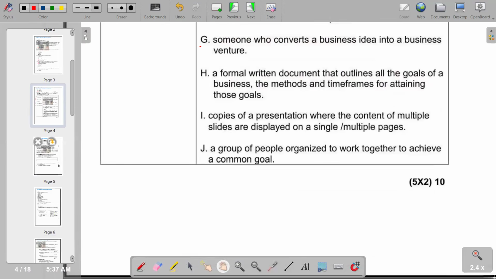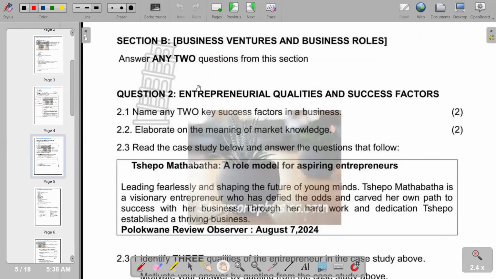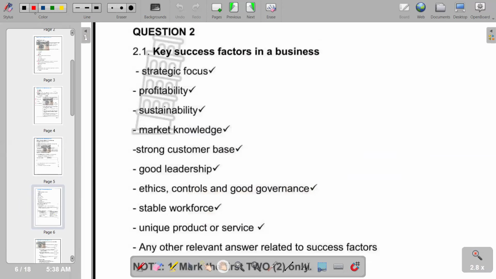So with that, we move on to the next section, which is section B, on business ventures and business roles. According to our question 2, it's on entrepreneurial qualities and success factors, whereby the first question reads, name any two key success factors in a business. The success factors that we have can be strategic focus, profitability, sustainability, market knowledge, strong customer base, good leadership, ethics, controls and governance, stable workforce, unique product or service. So all these are success factors.